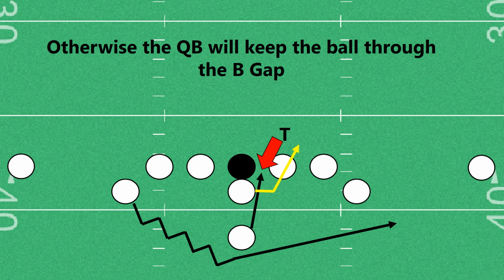So the idea is you're going to get that one tackle to make a poor decision, and depending on what he does, either the running back or the quarterback is going to have an open lane.